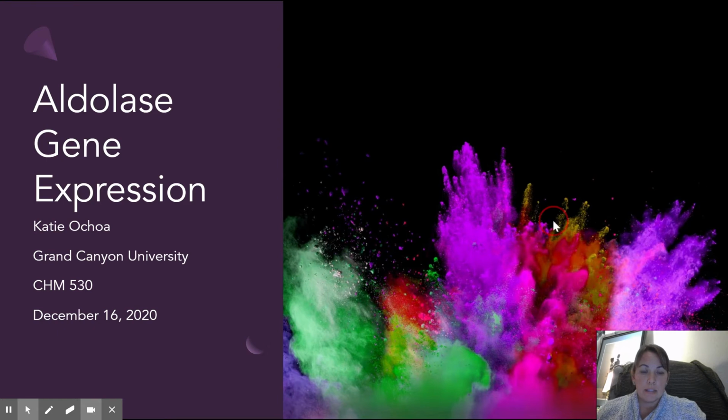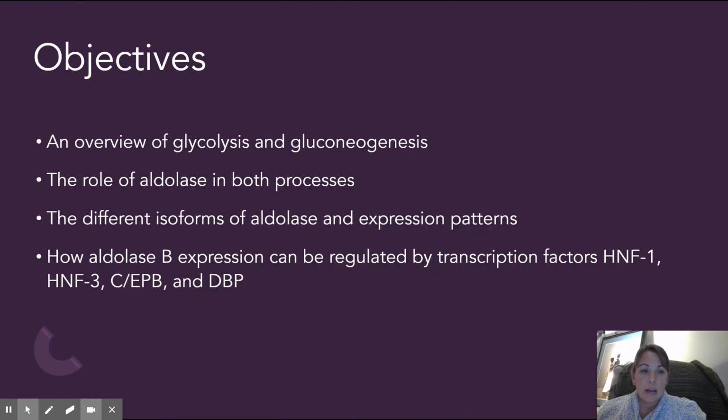After today's lesson, you should have an understanding of glycolysis and gluconeogenesis. We're going to start with an overview of both of those processes. And you'll see that the aldolase enzyme plays a role in both processes. It's part of a reversible reaction that is a step in both the breakdown of glucose and the formation of the 6-carbon molecule of glucose.